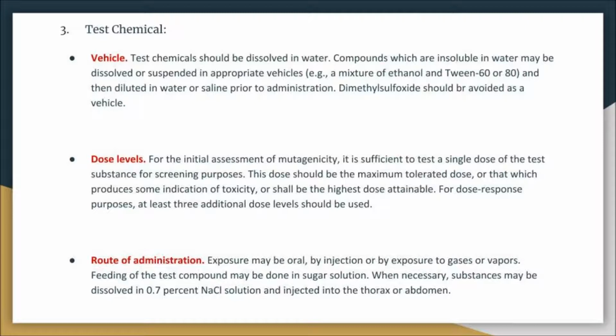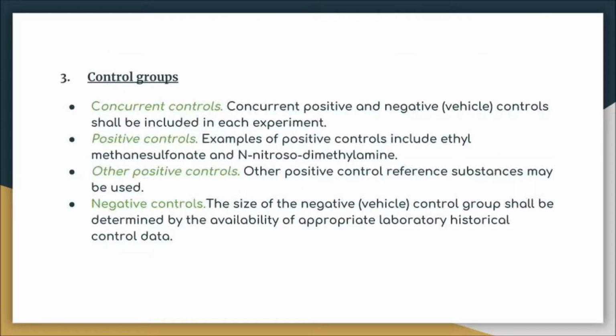Next is the route of administration. We can use oral administration, injection, or exposure to gases or vapors. Feeding of the test compounds may be done in sugar solution. When necessary, substances may be dissolved in 0.7% sodium chloride solution and injected into the thorax or abdomen. Okay, next, control groups should be carried out in this test, such as concurrent controls, positive controls, and negative controls.